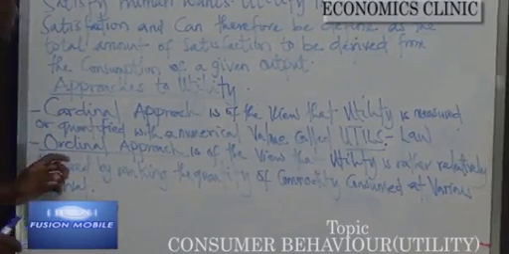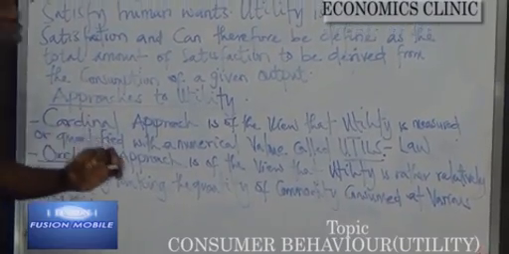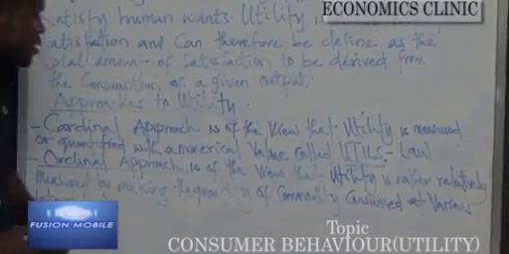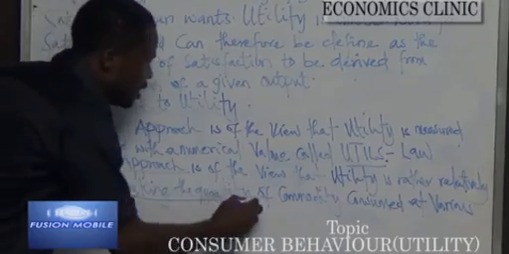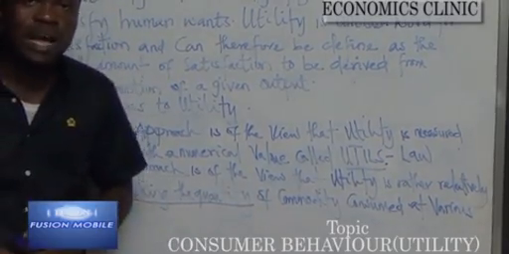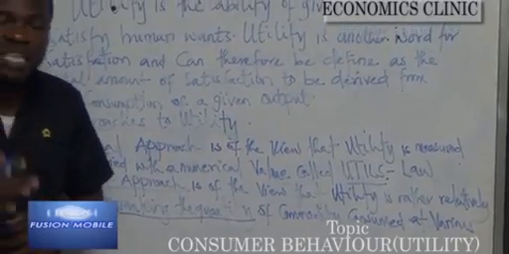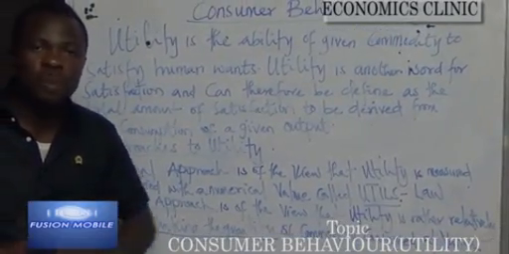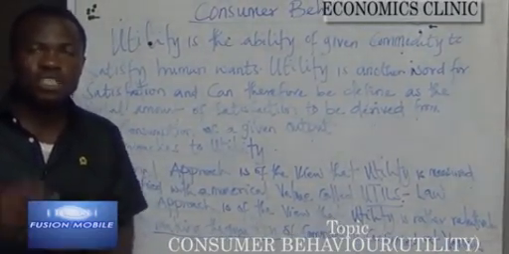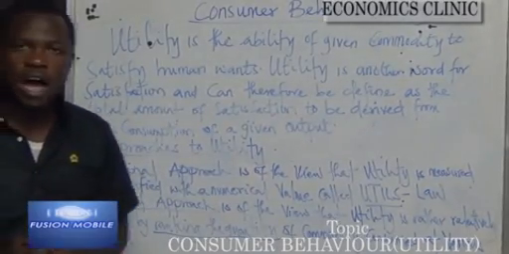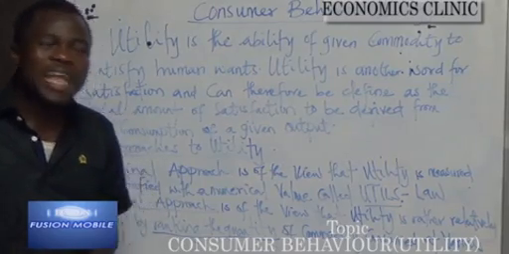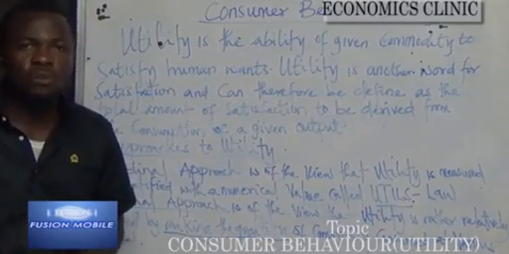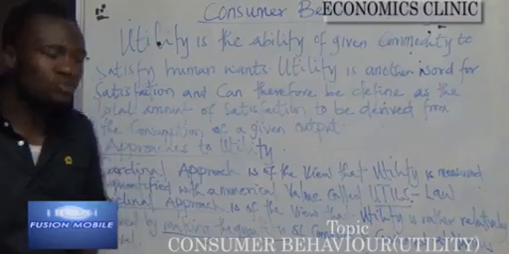The other approach is the ordinal one. Ordinal is of the view that utility is relatively measured by ranking the quantity of commodity consumed at every interval. So at every interval, you take up a particular commodity, and you are able to count the amount of satisfaction derived from the consumption of that commodity. Now the highest point where a consumer derives the highest satisfaction is referred to as the saturation point.